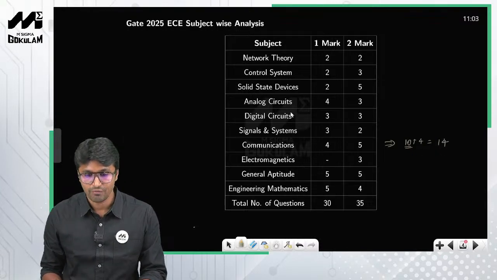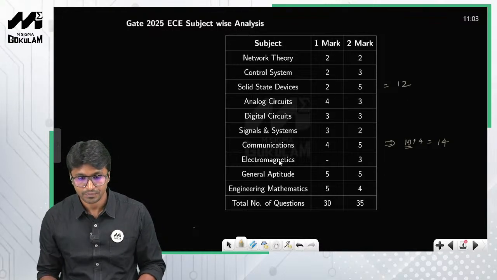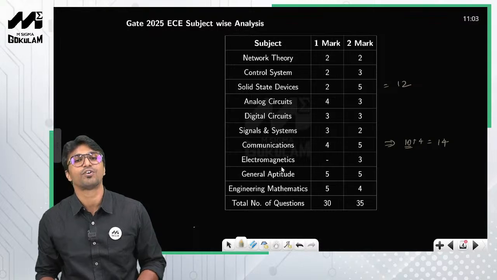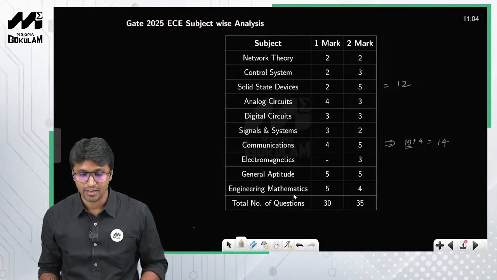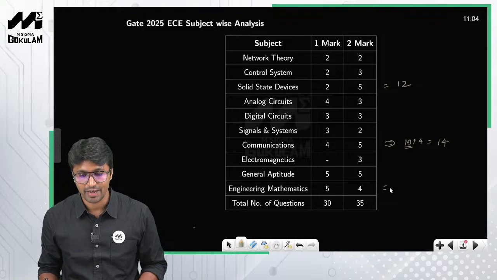Okay, and then followed by solid state devices. Solid state devices, look at this one. So you have 10 marks, that is 5 into 2, 10 marks, and 2 1 marks, so therefore 12 marks. Okay, and if you look at the technical subjects, the least weightage is for electromagnetics, right? So this time surprisingly the least weightage is for electromagnetics. Okay, and mathematics and aptitude as usual. Maths, they have asked 13 marks and aptitude 15 marks.